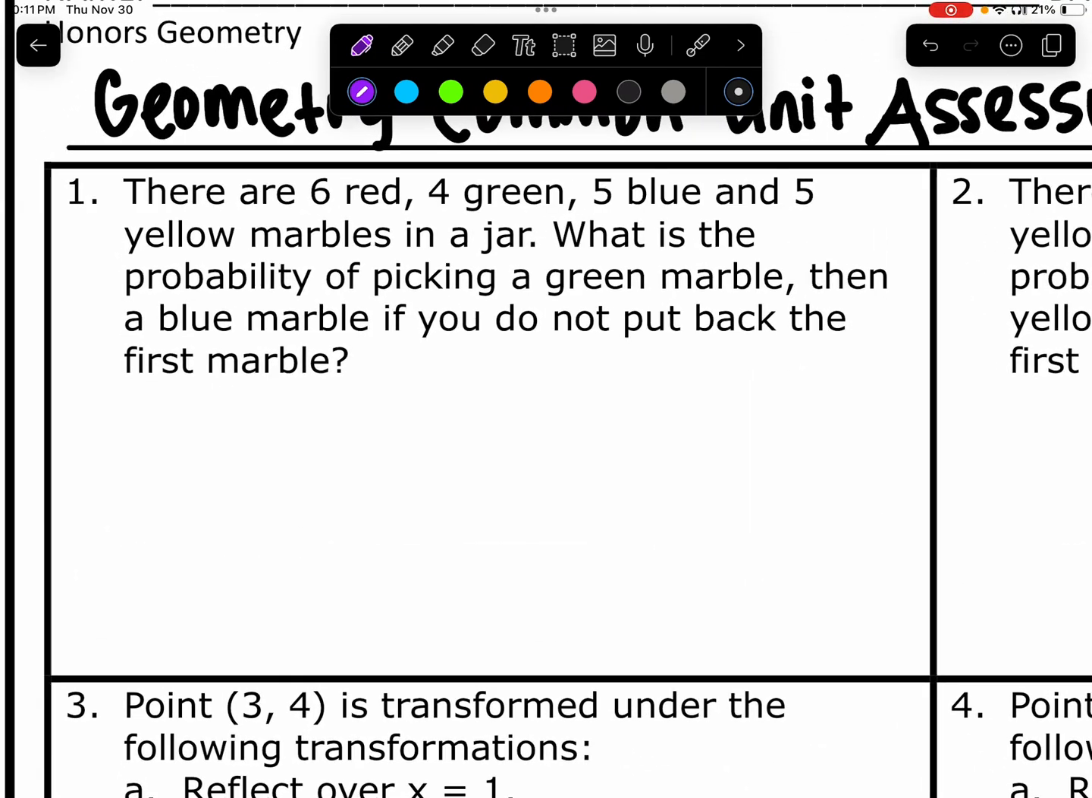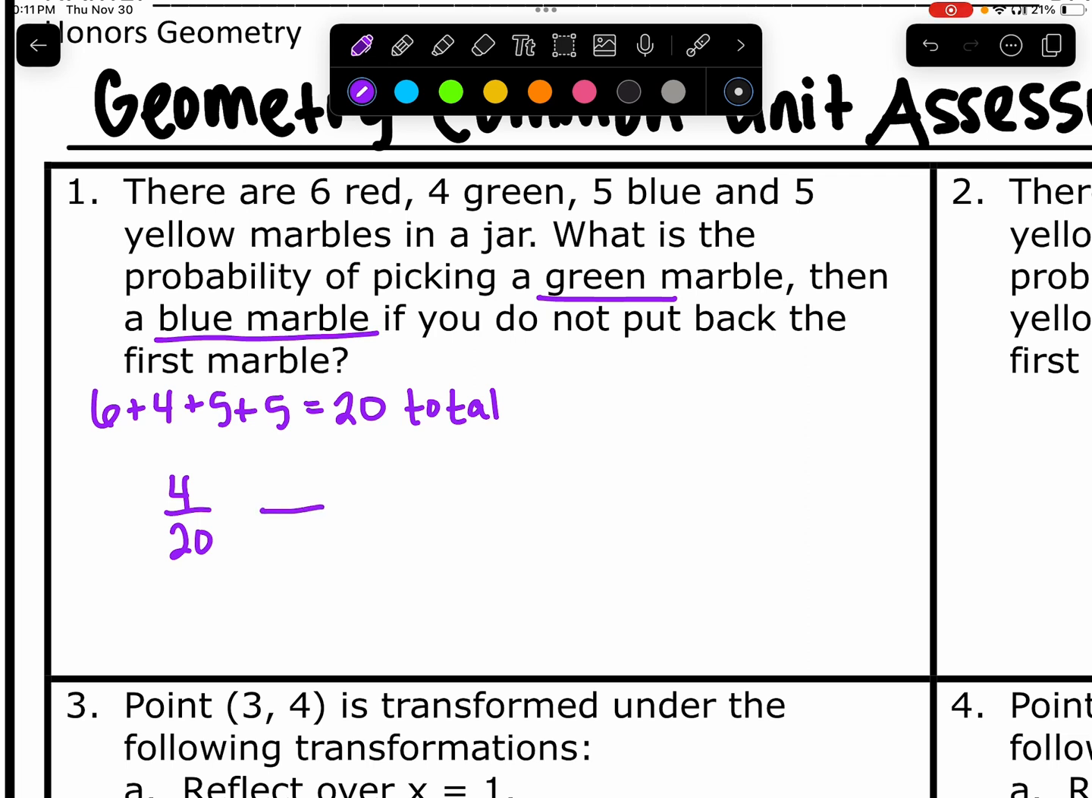Number 1, there are 6 red, 4 green, 5 blue, 5 yellow marbles in a jar, bringing us to a total of 20. We want the probability of picking a green marble first, so there were 4 green, and then picking a blue marble if you do not put back the first marble. So that would be 5 out of 19. It doesn't say "and" or "or", but it does say "then", so we're going to assume "and then". When you multiply those, you should get 2/19.